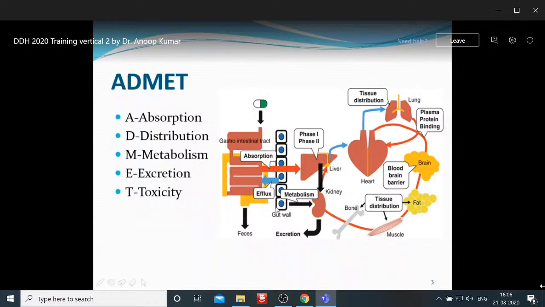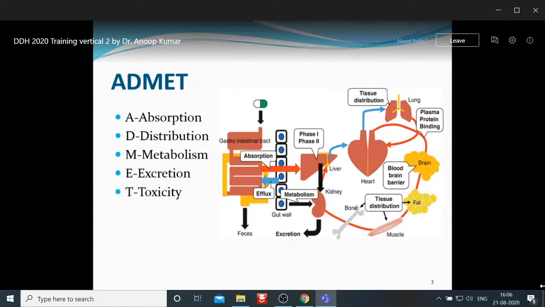And if you see, there is a gut wall. There is also a pump, the efflux pump. What these pumps do is efflux the intracellular drug outside the cells. So if our drug is effluxed by the efflux pump outside the cells, then it will reach back to the intestine, and ultimately it will be excreted through the feces. So that molecule will not ultimately reach the systemic circulation and not reach the target site. So that molecule will not show the action.